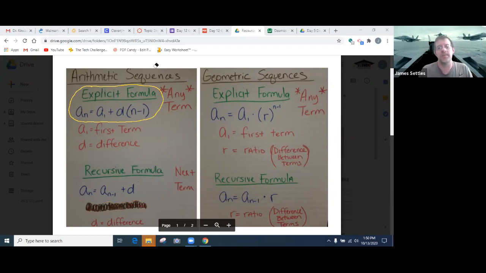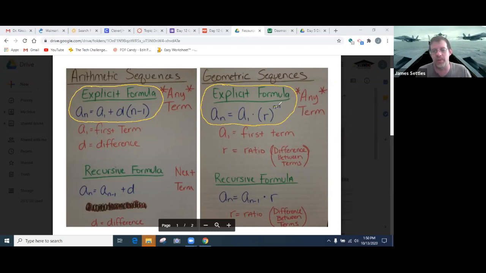So today, what we're going to be doing is talking about the explicit formula whenever the pattern is multiplying. So it still uses an a sub 1, which is the very first number in our pattern. But now, instead of using the difference, we use what's called the ratio, which is what is being multiplied or divided by. And that will go in this parentheses right here. And then we're going to have the n minus 1.